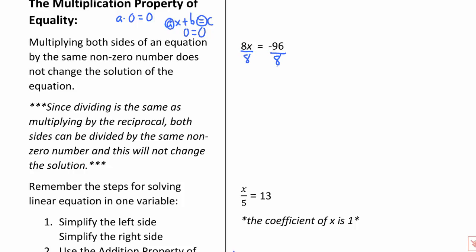That's just perfectly fine. 8 divided by 8 is 1, so it leaves me with x is equal to a number, negative 96 divided by 8. Well, because 12 times 8 is 96, that means that negative 96 divided by 8 is negative 12. Now notice that it's negative because one of them was negative.